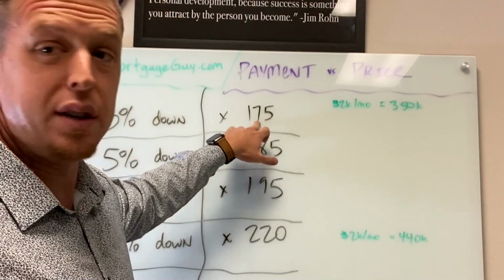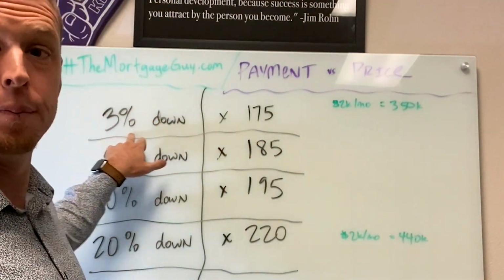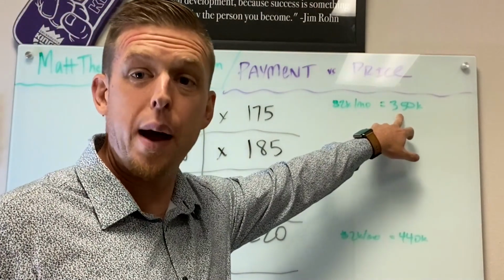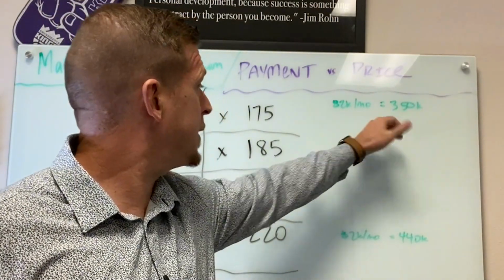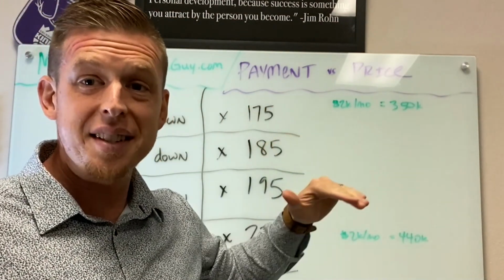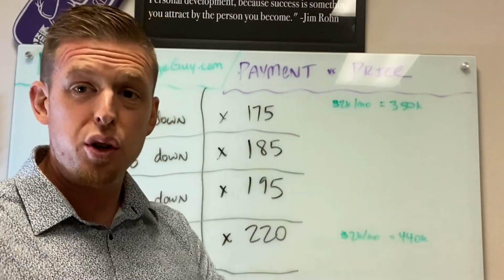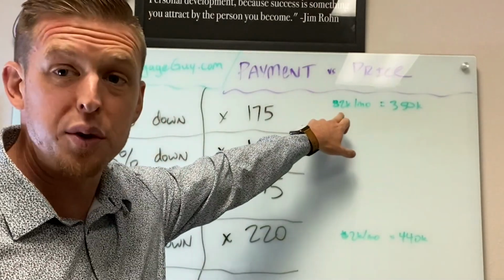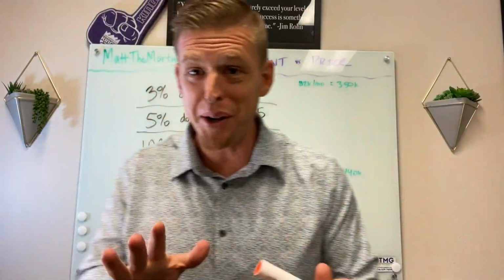Multiply it by 175 because you're putting 3% down. Purchase price of about $350,000. You buy for $350,000, you put 3% down, your principal, interest, taxes, hazard insurance, and mortgage insurance all in, the payment is going to be right around $2,000. Trust me, I did this on a bunch of different examples.